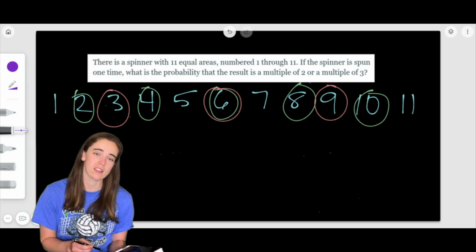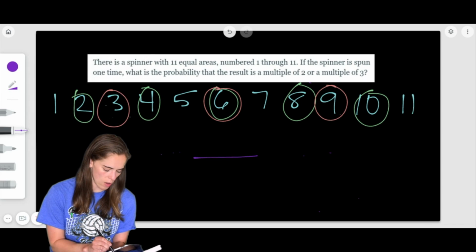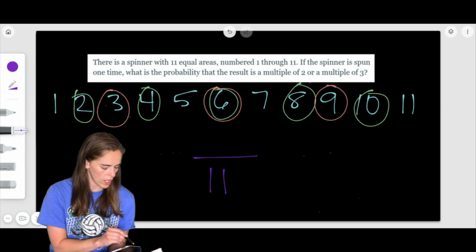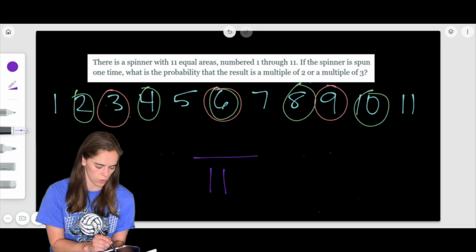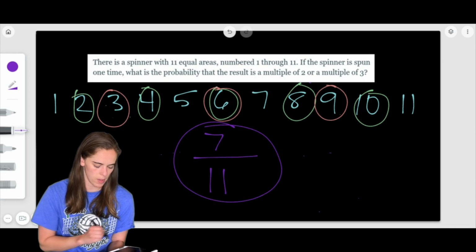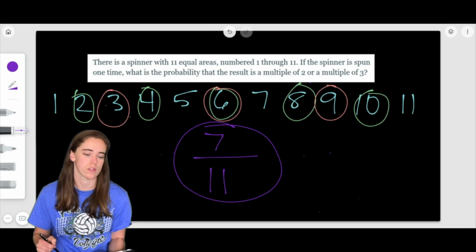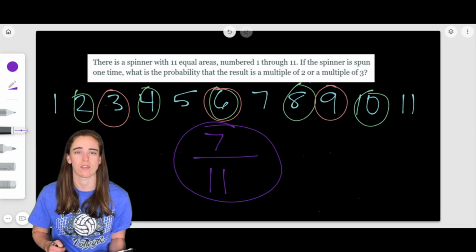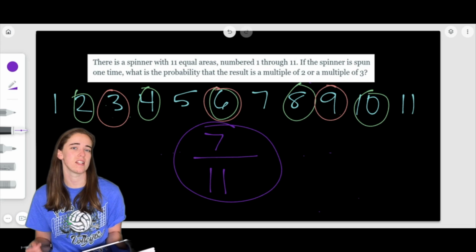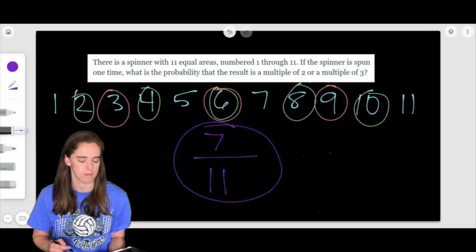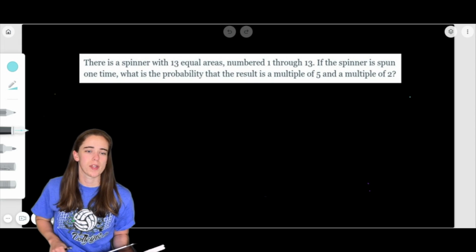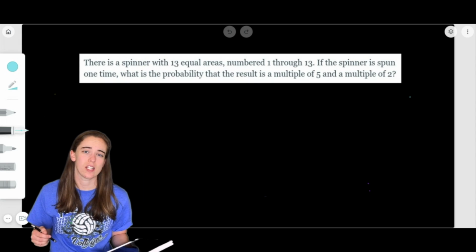So altogether I had 11 options, so my probability is going to be out of 11. And in total I have 1, 2, 3, 4, 5, 6, 7 of them circled. So my probability for this statement of multiples of 2 or multiples of 3 is going to be 7 out of 11. It's important to note on this that I did circle 6 twice, but I only count it as one possible outcome.